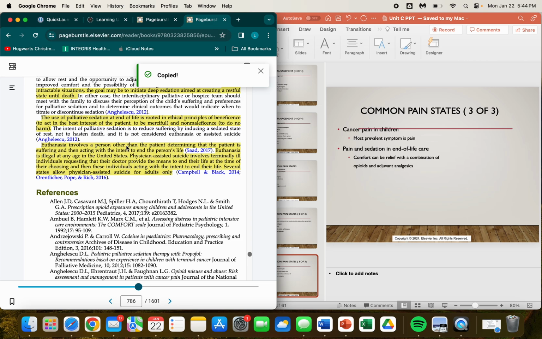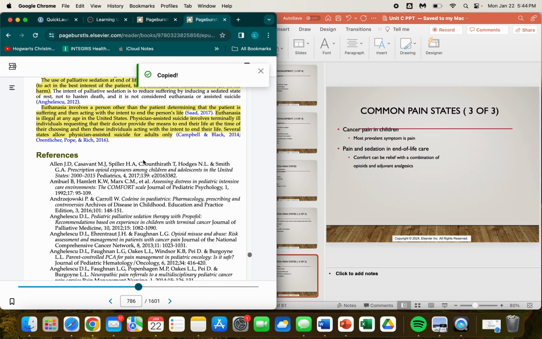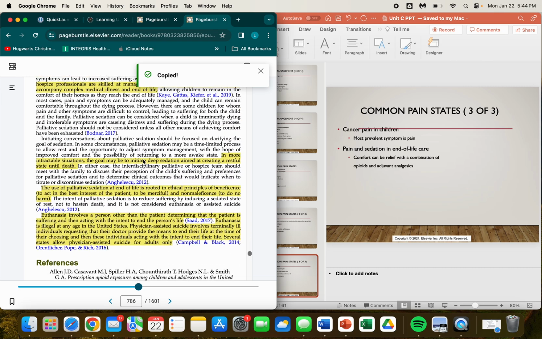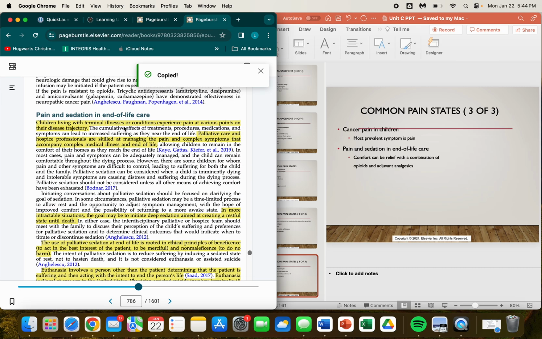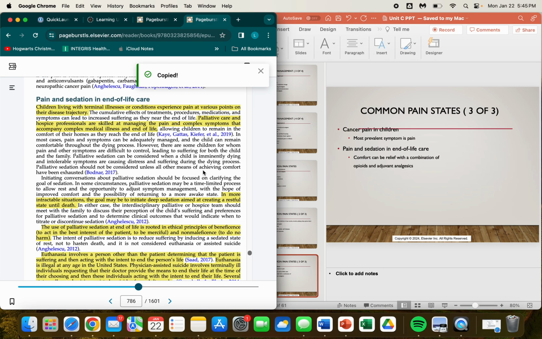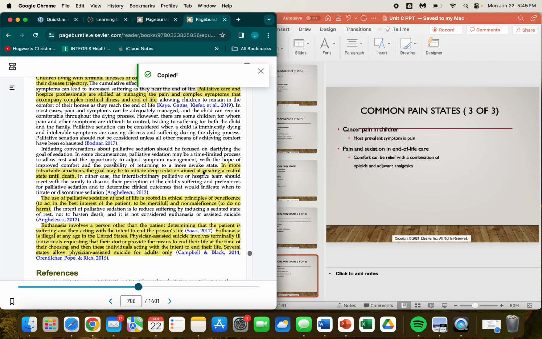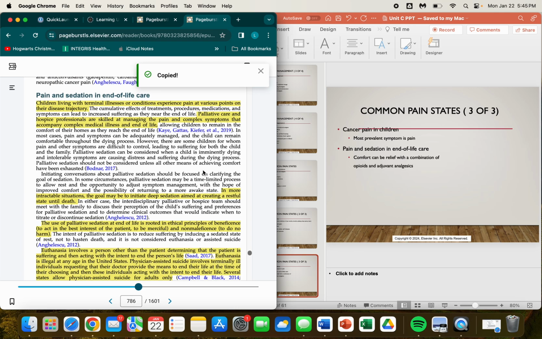This excerpt talks a little bit about euthanasia and how it differs from palliative sedation. So when we talk about children at end of life, knowing that palliative care and keeping them comfortable is incredibly important, their medication and interventions should be tailored to give maximum comfort as long as it's legal and appropriate.